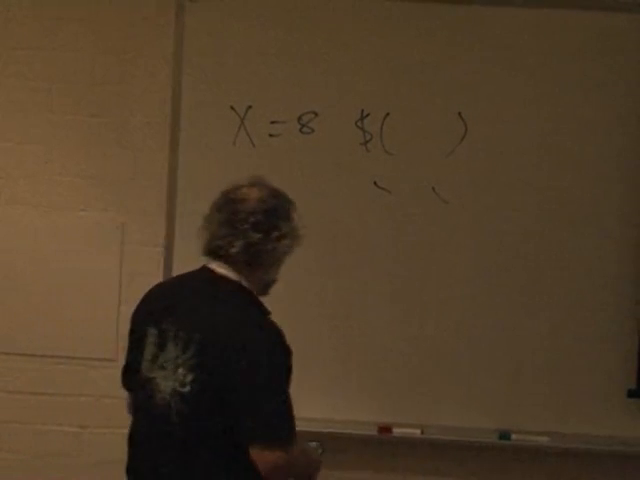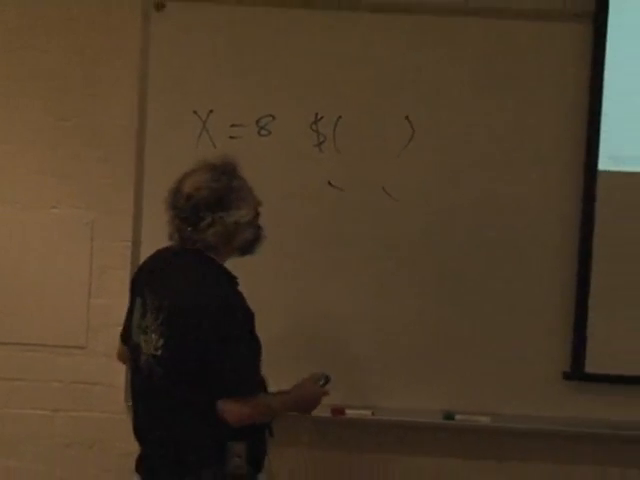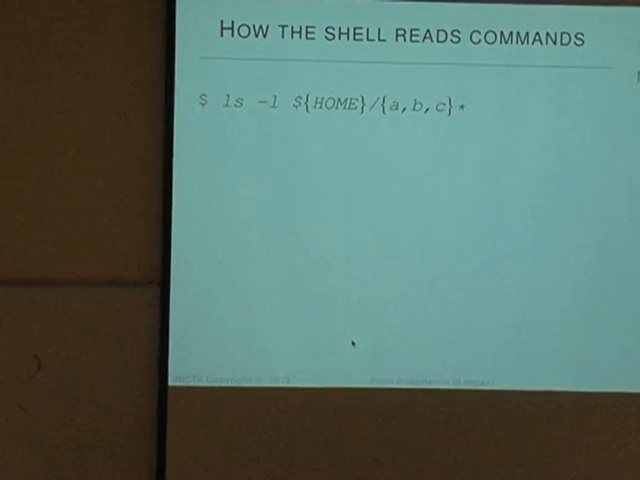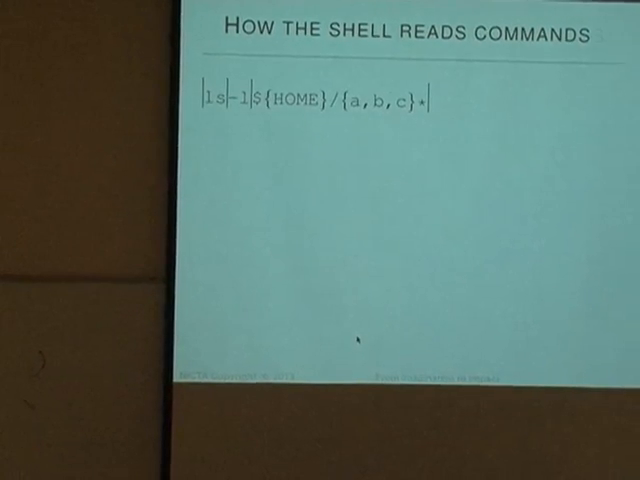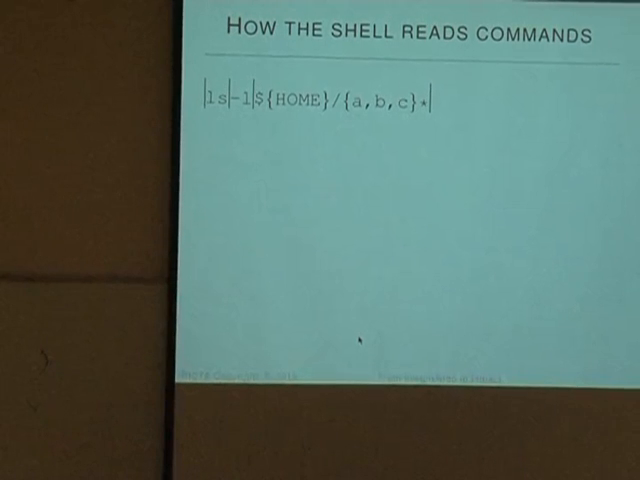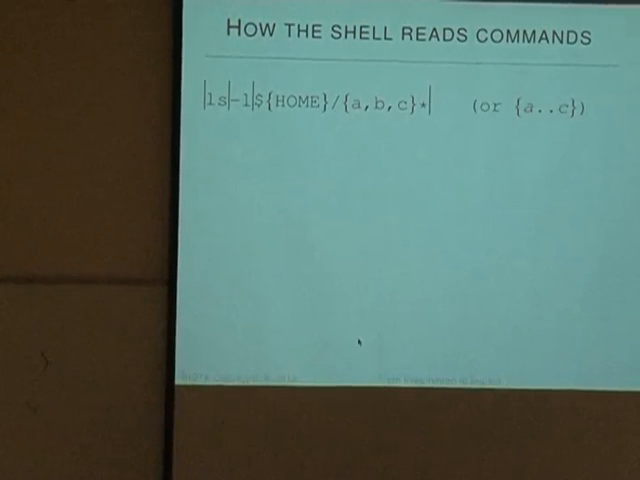Let's have a look at an example. Let's say you type in ls -l $home/abc star. Okay, so the first thing it does is it tokenizes it and finds the field separator.